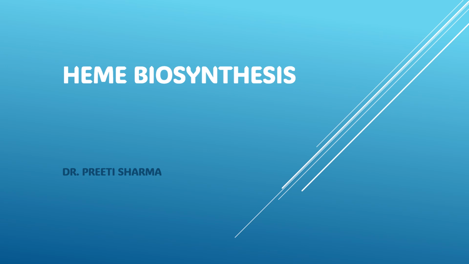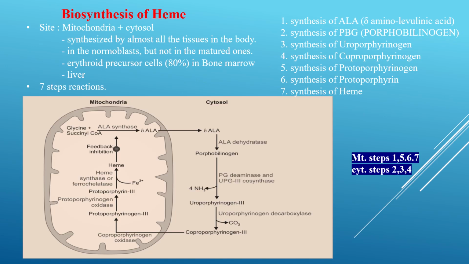Good morning. Let's discuss heme biosynthesis. Heme synthesis involves a series of enzymatic reactions collectively known as the porphyrin synthesis pathway or the heme biosynthetic pathway. Biosynthesis of heme happens in both the mitochondria and the cytosol.